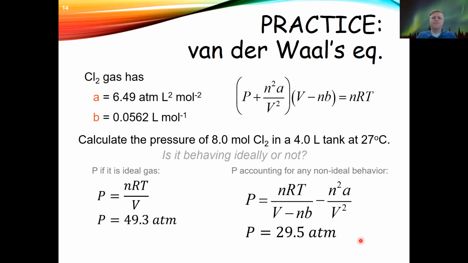atmospheres, right? Which means that chlorine gas is very non-ideal. Its pressure is decreased by a whole 20 atmospheres because of the volume that's taken up by the molecule and by the intermolecular interactions. And you'll almost always notice that the intermolecular interactions are a much bigger number than the volume, because the intermolecular interactions are really what's going to be driving this the most.